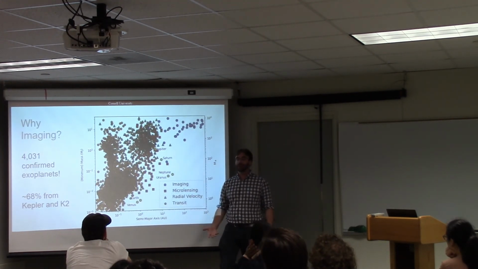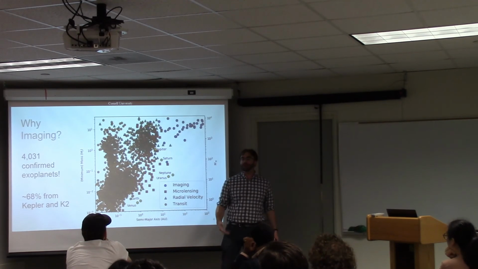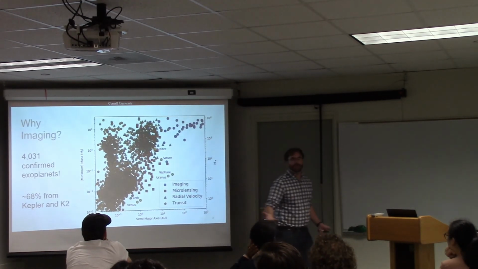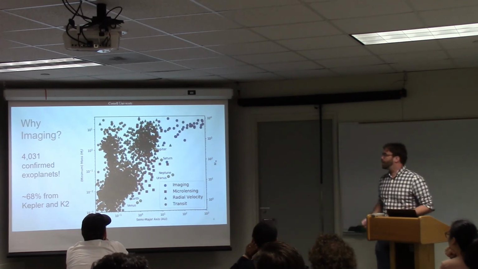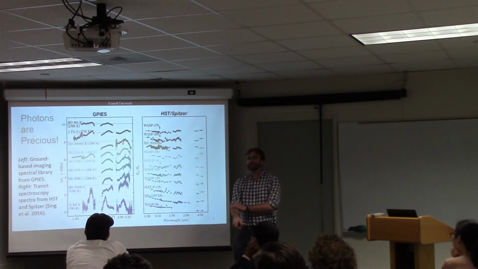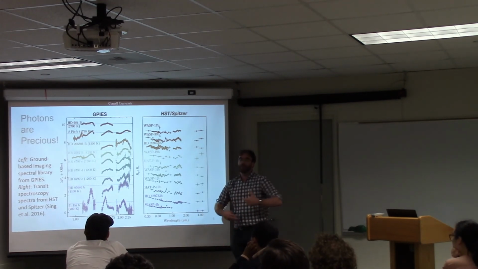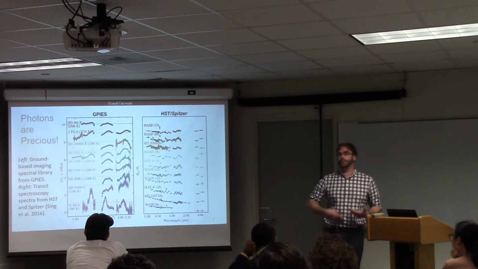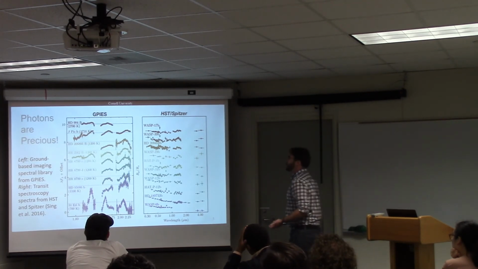We're not there yet. And we think the best way of getting there is direct imaging from space. And so that's what I waste my time on. The other thing is that photons are precious. The whole reason why we want to investigate these planets is that we want to learn about how planets form, maybe learn something about our own solar system, but basically learn how the universe works.